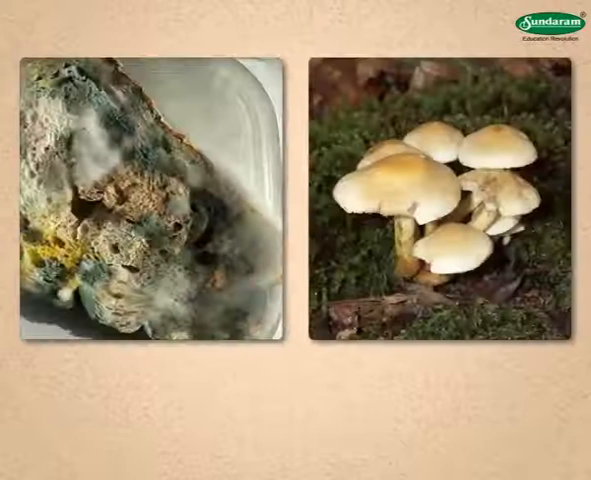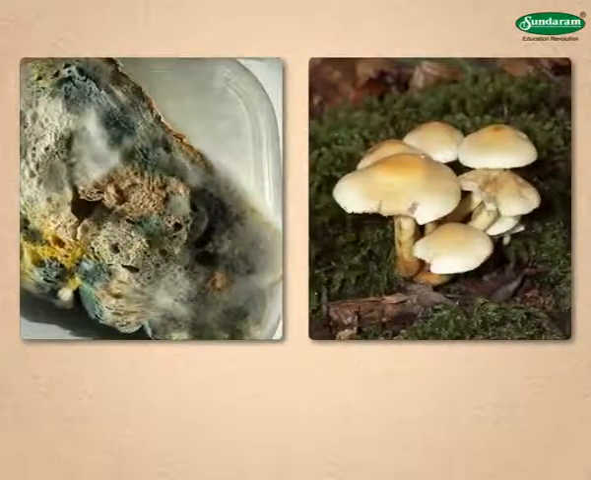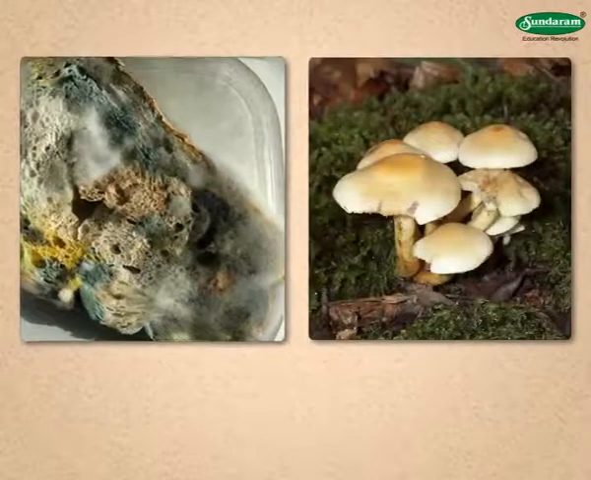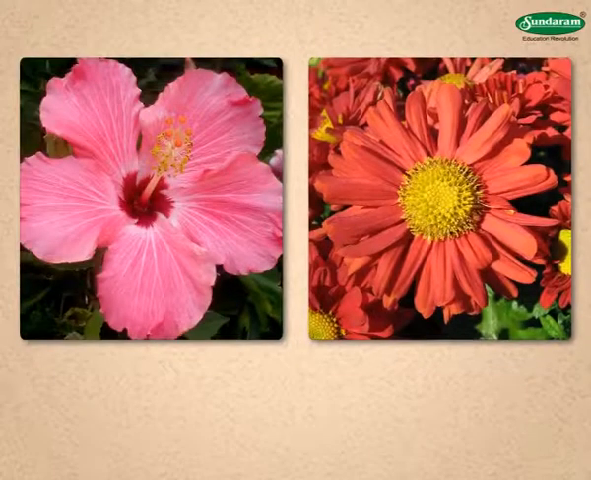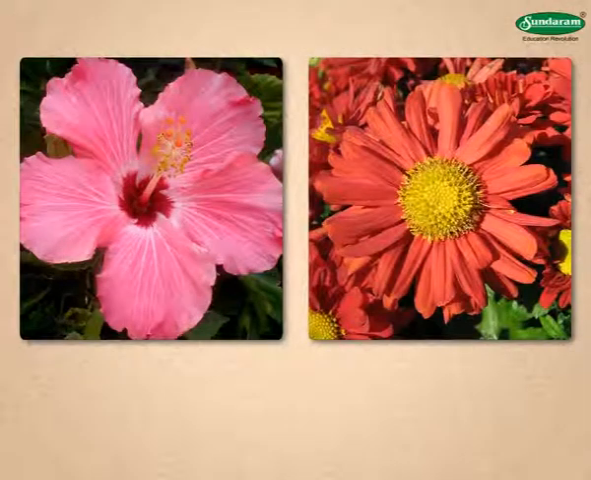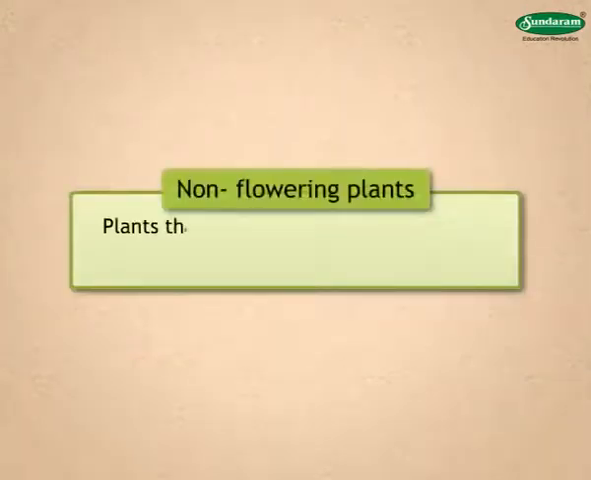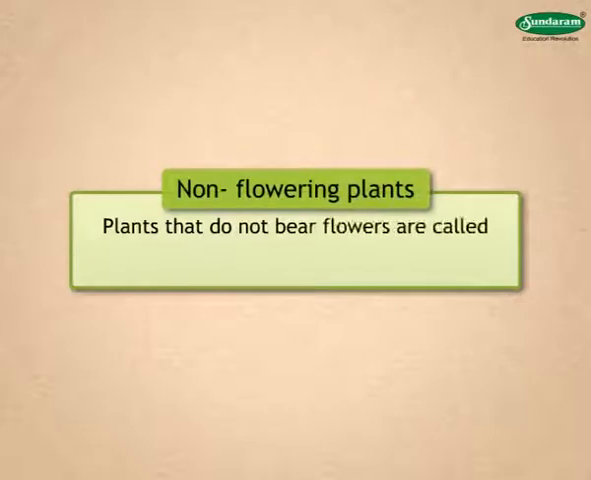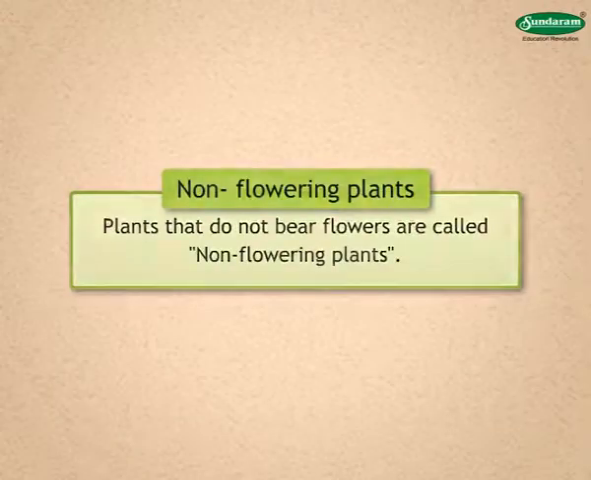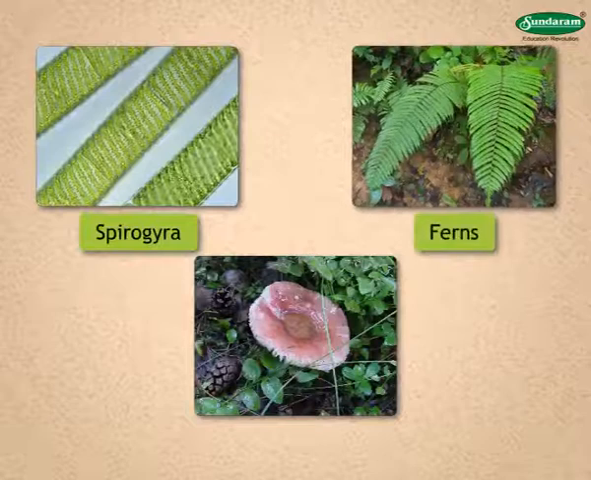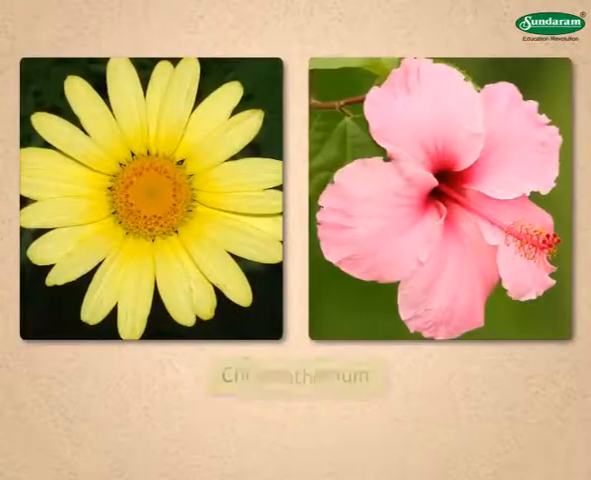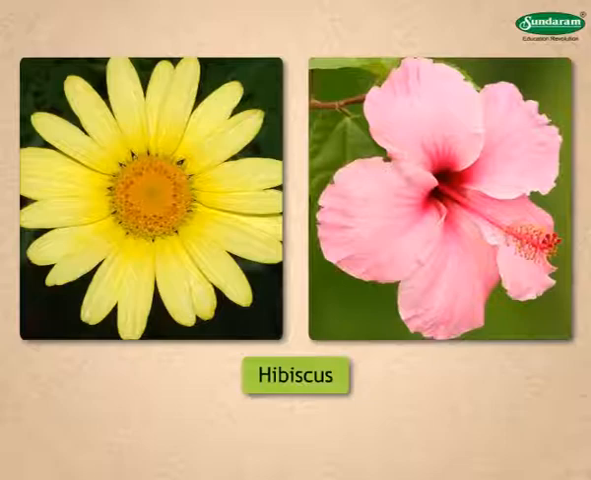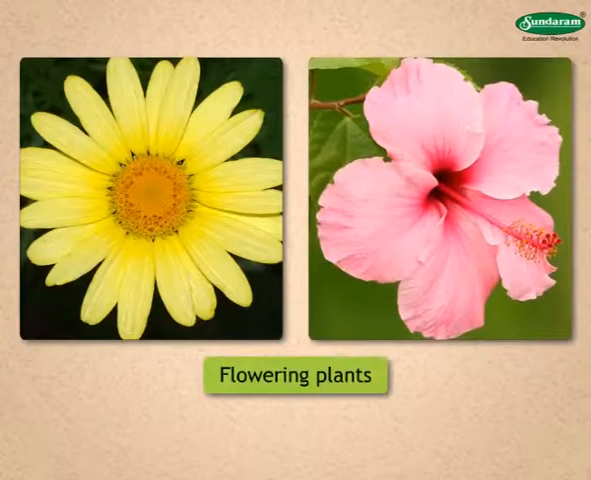The important difference that we can easily see between plants like molds and mushrooms and plants like the hibiscus and chrysanthemum is that the former do not bear flowers. Plants that do not bear flowers are called non-flowering plants. Spirogyra, ferns, funguses are other examples of non-flowering plants. Chrysanthemum, hibiscus bear flowers. They are called flowering plants.